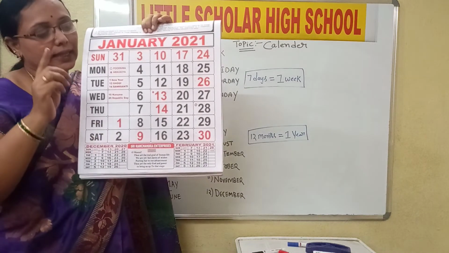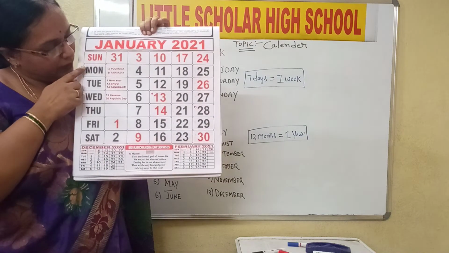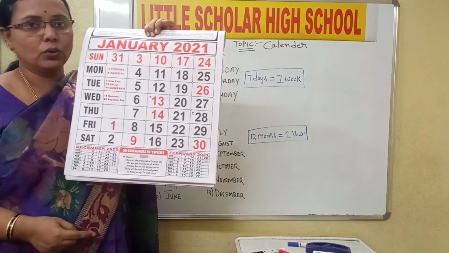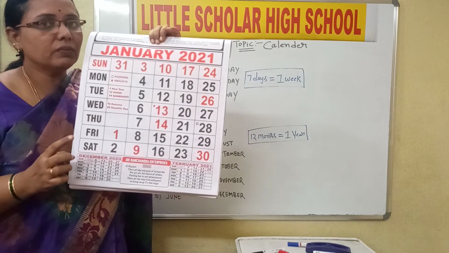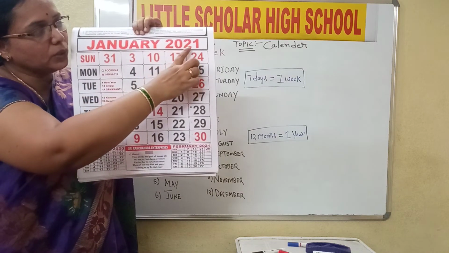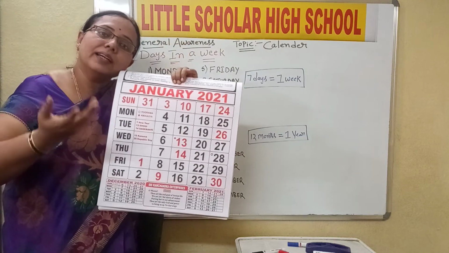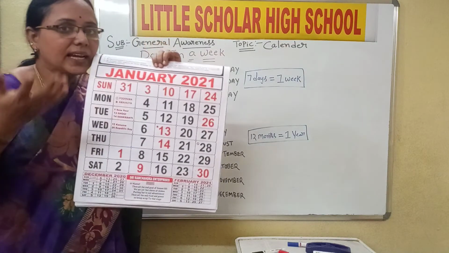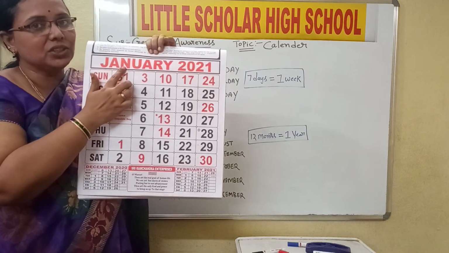Now I mentioned that a calendar will tell you the year, the month, the days, and the dates also. Okay, so which year is this? 2021. Which year, children? We have the calendar for 2021. After 2021, the calendar will be there for 2022. Now see, the first month is January.